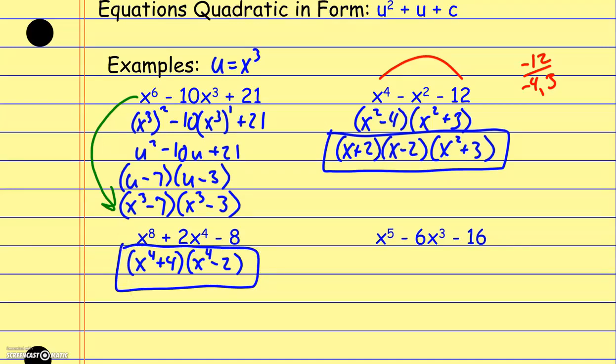And then when we look at this last one, this is not quadratic in form because it's an x to the 5th and an x to the 3rd. Really, if we wanted this to be quadratic in form, this would have to be an x to the 6th. So because it doesn't fall into that category, that pattern, I can't build a bridge. I can't do anything with this one. So I'm just going to say it's prime. Okay?